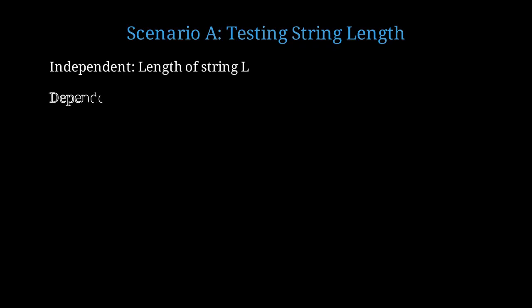Let's say you decide to test how string length affects period. Let's set up this experiment properly. Independent variable is the length of the string. You'll test different lengths like 0.5 meters, 1 meter, and 1.5 meters. Dependent variable is the period T. You measure the time for one complete swing using a stopwatch.